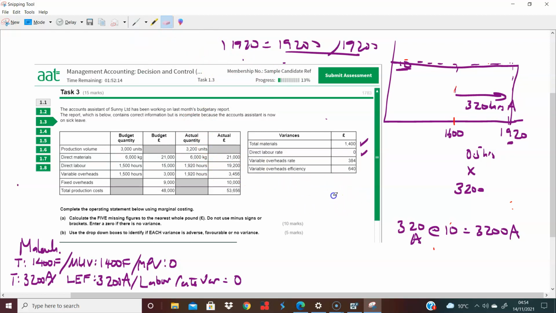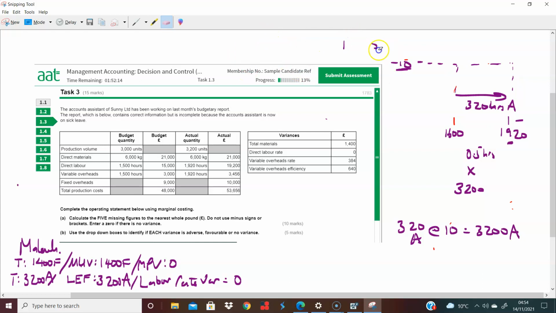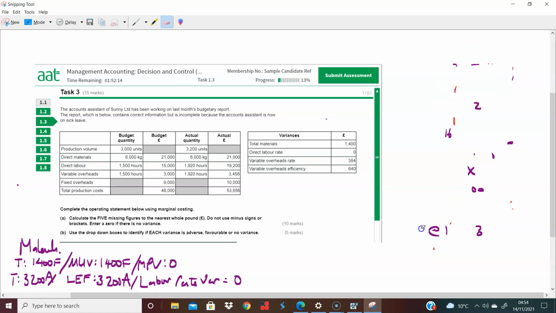Let's just do this. Let's come over here. That's all right. Let's just do the variable overheads. Let's do the variable overheads. One second. Let's just do that very quickly. Let's clean this up a little. Just tidy everything up here. Okay, right. So what's going on here? We're going through exactly the same process.